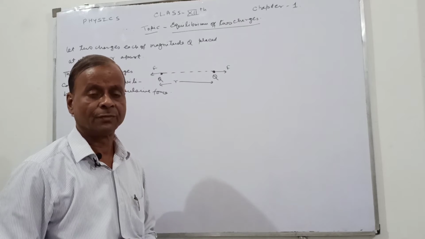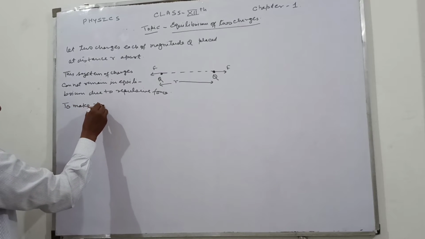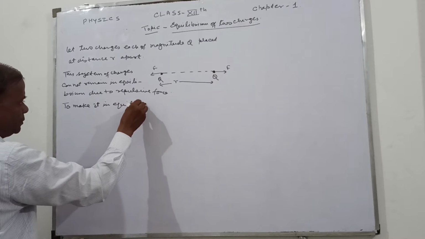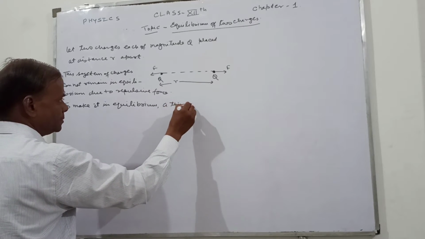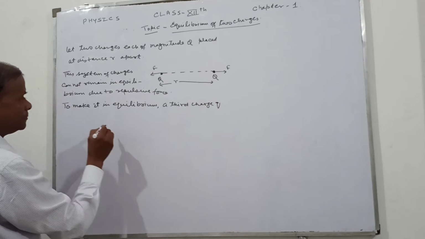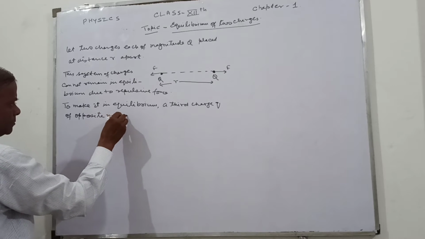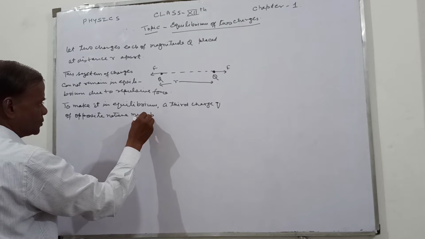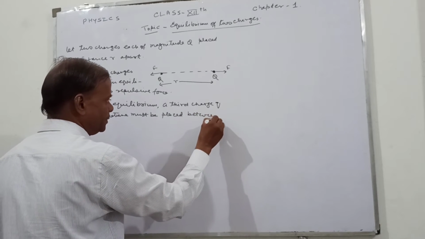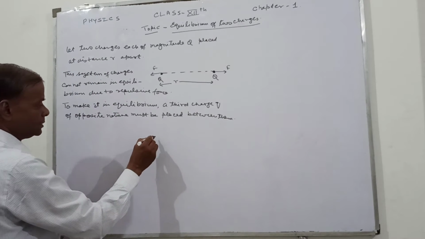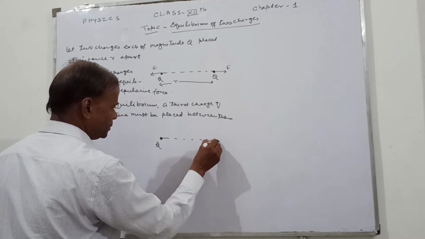these two charges. To make it in equilibrium, a third charge Q of opposite nature must be placed between them. This means that this is the charge Q, this is now charge Q.